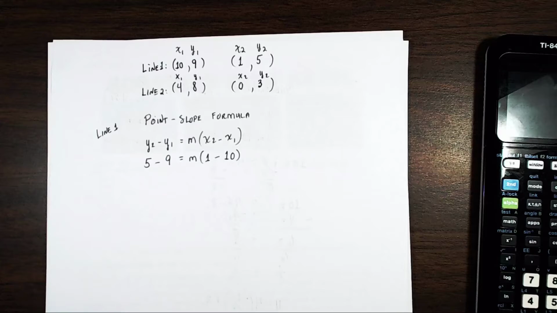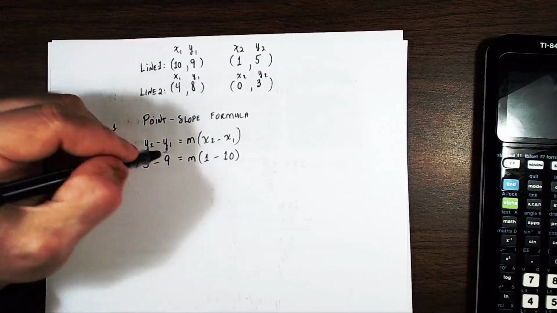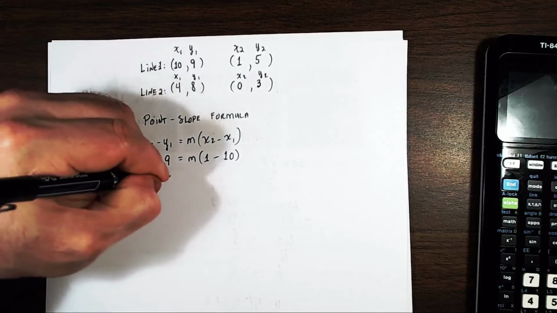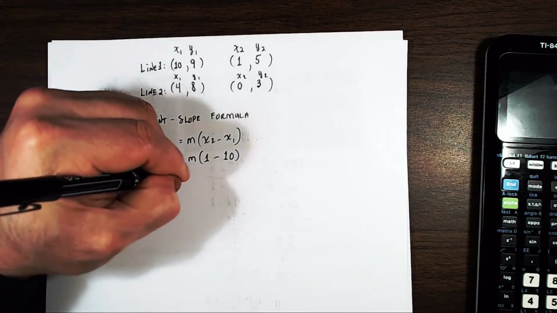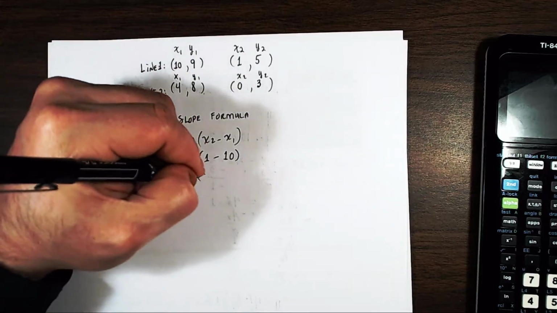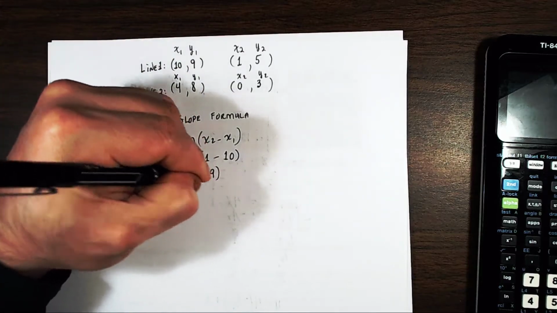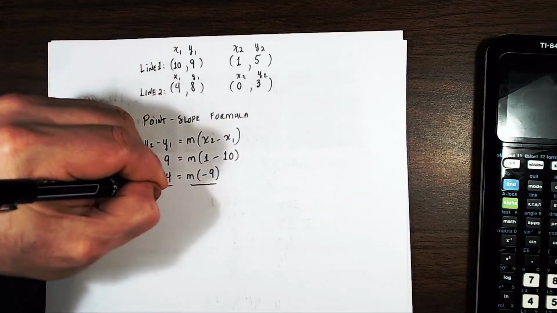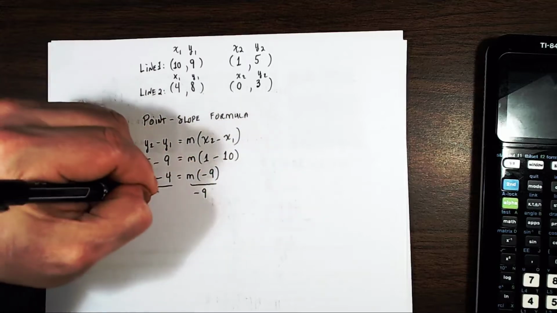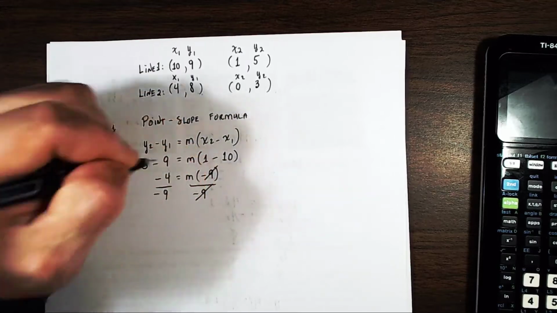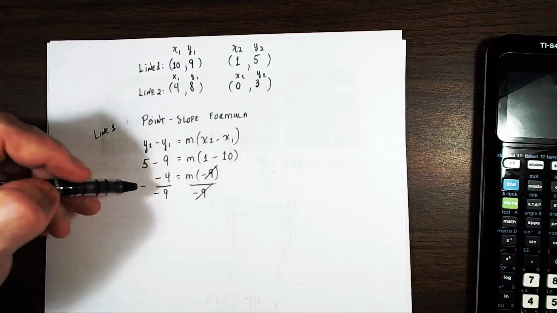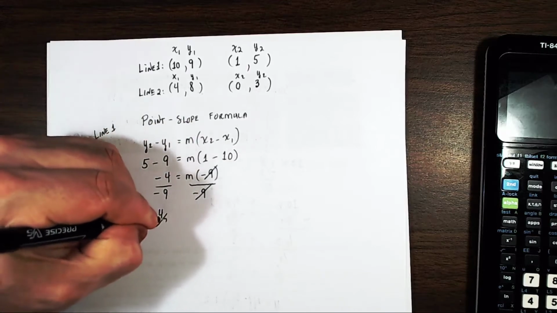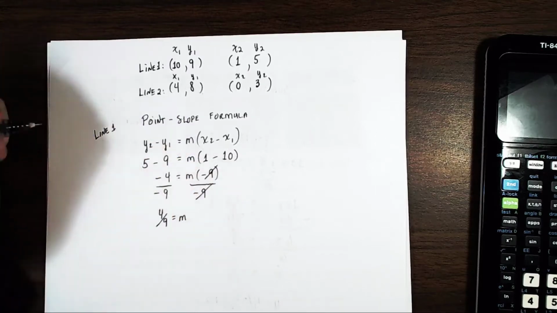Okay? So that's what our equation looks like so far, and we're just going to solve first for m. So I have 5 minus 9 is negative 4, equals m, and then 1 minus 10 is negative 9. All right, now I want to solve for m, so I will divide both sides by negative 9. And that cancels out the value there, and these two negatives cancel out to a positive. It's irreducible, so I have 4/9 equals m, or slope.